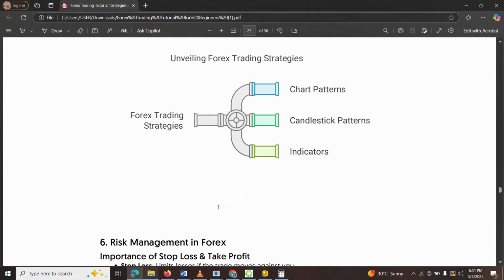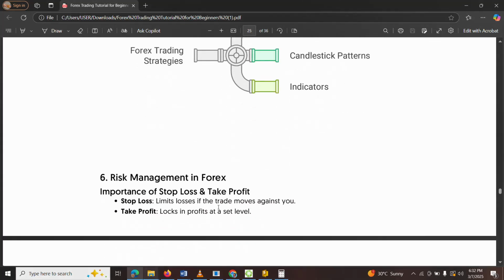So what are the strategies that are used for the trading? So we have the chart patterns, the candlestick. That is just to illustrate what I've presented. Then we have risk management in forex. So what we say is, what is stop loss, right? So this stop loss limits losses if the trade moves against you. Then the take profit locks in profit at a set level.